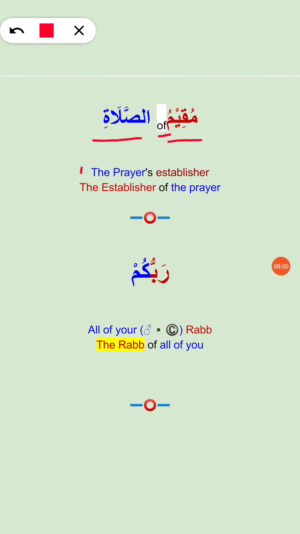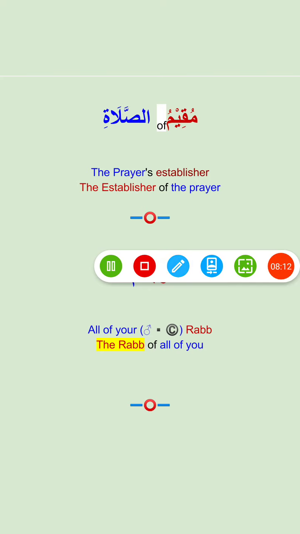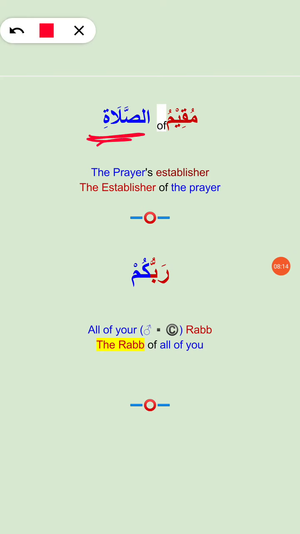Now why have I translated it as the establisher? Because it would then indicate that it is marfa. I have said it because the muzaf ilayh of this muzaf is marfa. Why is it marfa? Because of al. So therefore we have the muzaf as marfa as well. Okay, so muqimu salati is the establisher of the prayer.